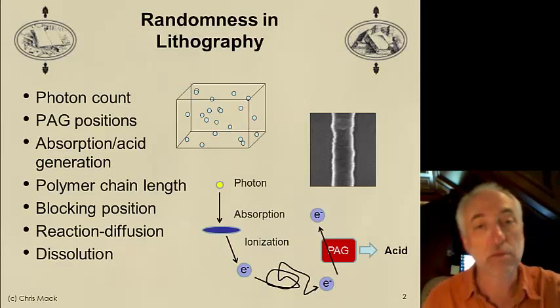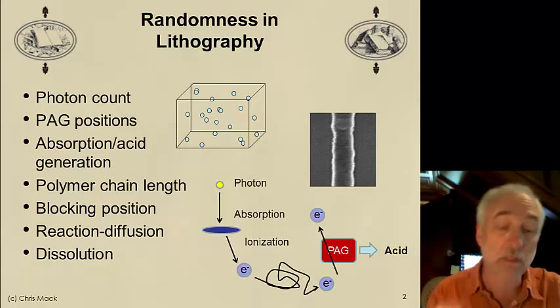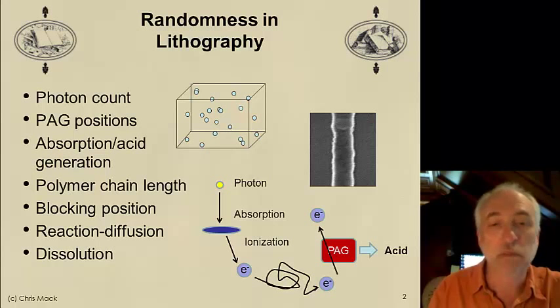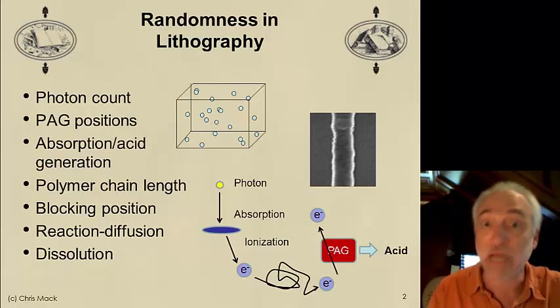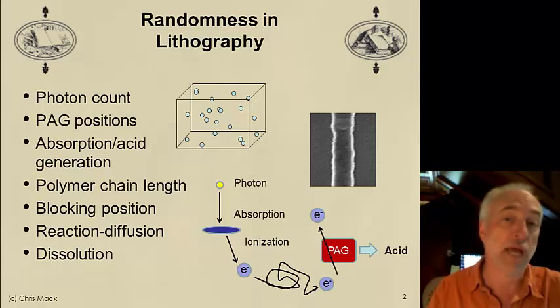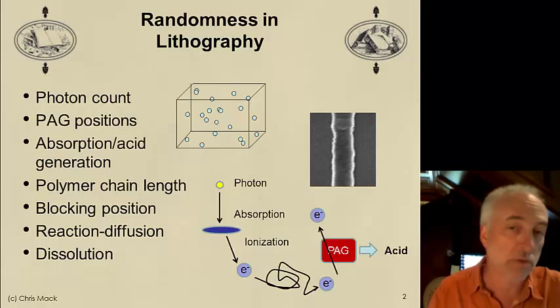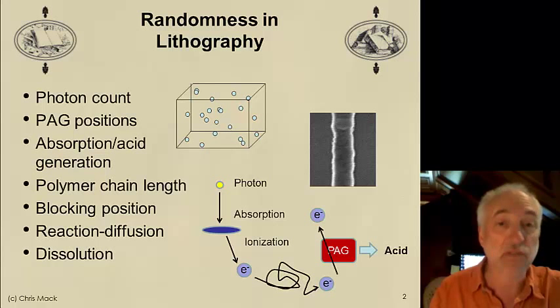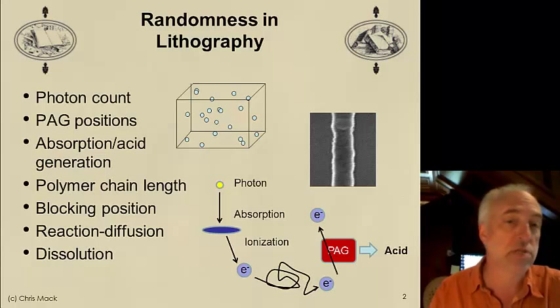Last time we talked about roughness in terms of randomness, and the basic idea is that many things that we generally have considered in the past as being continuum variables, like intensity of light or concentration of the photoacid generator, are in fact stochastic quantities, and there's randomness associated with them. When we count the number of photons absorbed by a certain volume of resist, there's randomness involved. When we count the number of PAGs in a specific volume, there's randomness. There's randomness associated with the absorption.